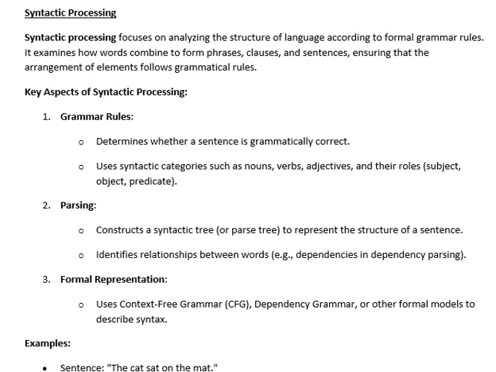The second one is parsing. It constructs a syntactic tree, or you can say the parse tree, to represent the structure of a sentence. It also identifies the relationship between words, or dependencies, in dependency parsing. The third one is formal representation, which is the use of context-free grammar, dependency grammar, or other formal models to describe syntax.